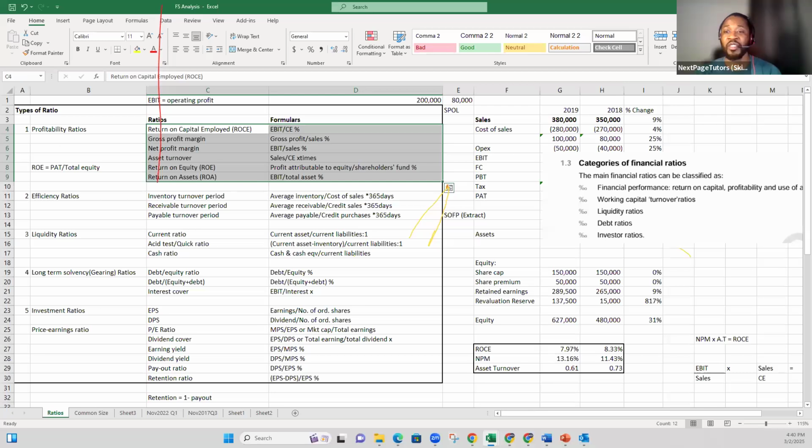Someone needs to mute, ensure you are muted so that we can keep enjoying the class, please. That's our profitability ratios. Anyways, sorry, 1 minute. Some people are writing on my screen. I'm just trying to clean it.